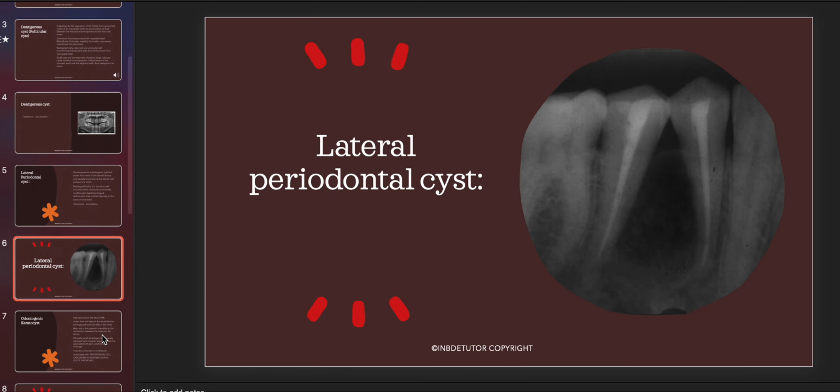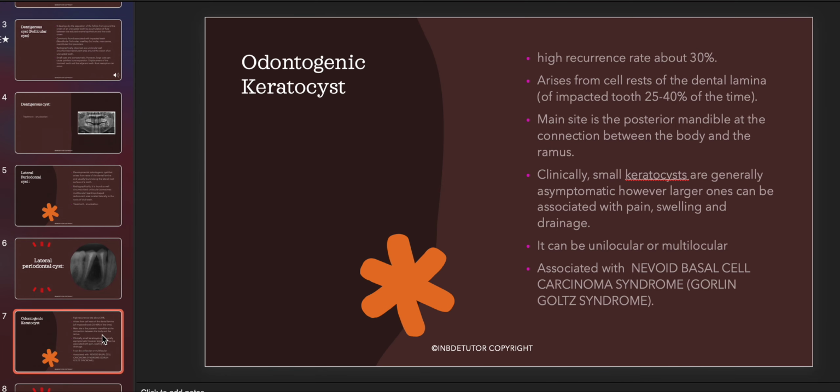The next one we will be talking about is the odontogenic keratocyst. Very important topic, guys. From American Dental Board's point of view, you will definitely be getting a question, and the most common question that is always asked about odontogenic keratocyst is its association with the nevoid basal cell carcinoma or the Gorlin-Goltz syndrome. Again, odontogenic keratocysts have a high recurrence rate, and that it can be as high as 30%.